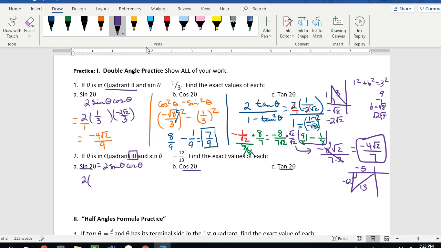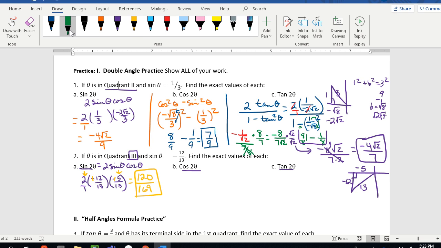So I'm going to get 2 times sine theta. Sine is negative 12 over 13. Cosine is negative 5 over 13. These go to positive because 2 negatives make a positive. And I'm going to multiply these out of order. 2 times 5 is 10. And 10 times anything just adds a 0 on the back end. 120. 13 times 13 is 169. I'm finished.